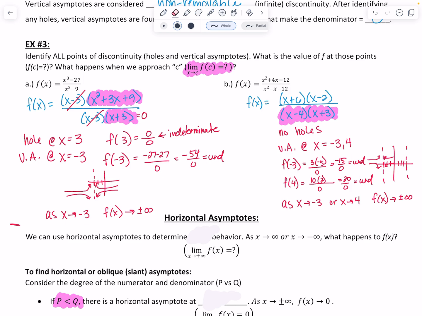So the limit as x approaches these vertical asymptotes is either positive infinity or -infinity. We're going to continue talking more about that in calculus, but hopefully this notation and these words, this vocabulary, gets you ready for the things that you're going to do in Calc 1.